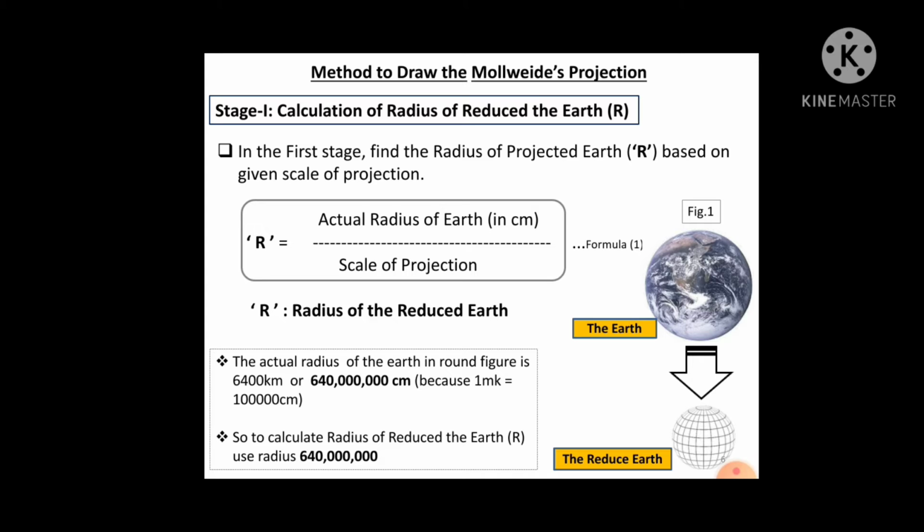So here, the actual radius of Earth is nothing but 6,400 lakhs centimeter. Okay, so that is in centimeter. So we have to use this figure as the actual radius of Earth, and in place of the scale of projection, it will be given in the example. By that scale of projection, you have to find out the capital R, which will be the radius of the reduced Earth, and by that radius you have to draw the reduced Earth on your paper to go further for the development of projection.